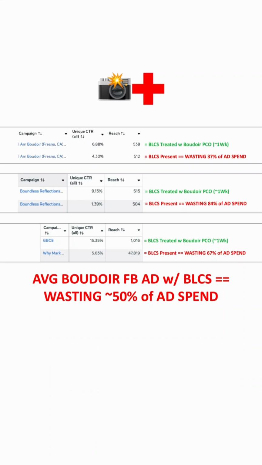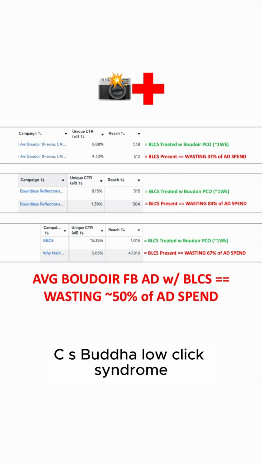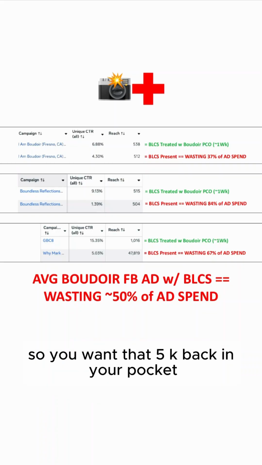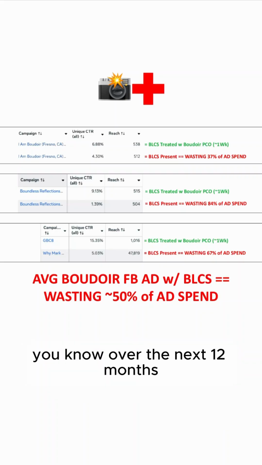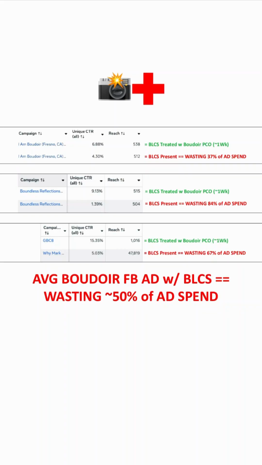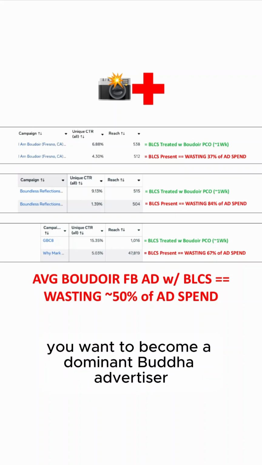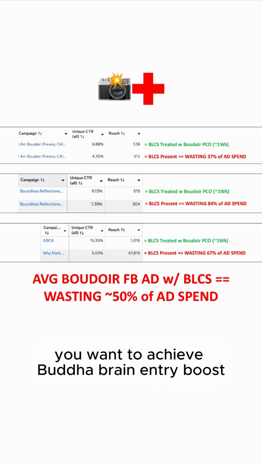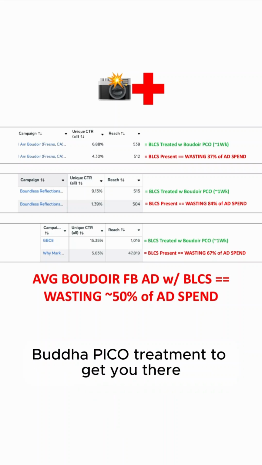If a Boudoir Facebook ad has BLCS, Boudoir low click syndrome, so you want that 5K back in your pocket, approximately 5K, and approximately 60K over the next 12 months. And so you want to achieve pre-click alignment. You want to become a dominant Boudoir advertiser. You want to achieve Boudoir brain entry boost with your Boudoir Facebook ads. And you want the treatment, Boudoir Pico treatment, to get you there.